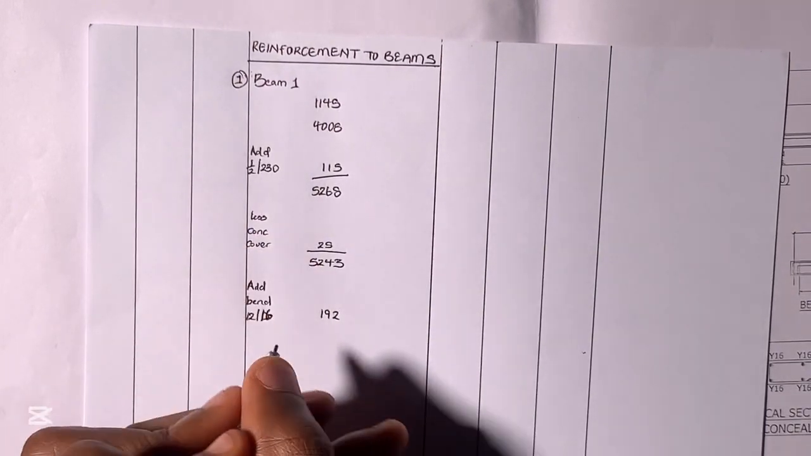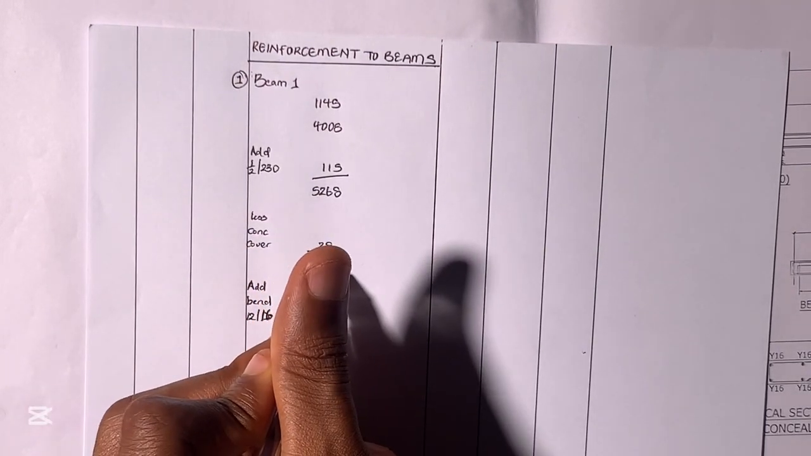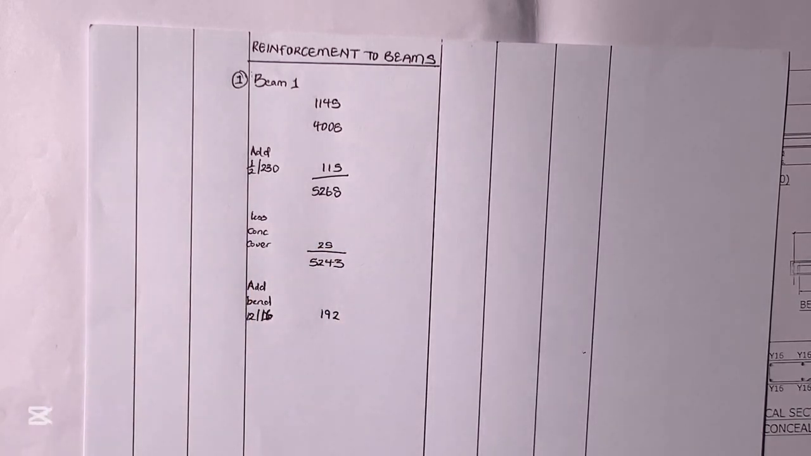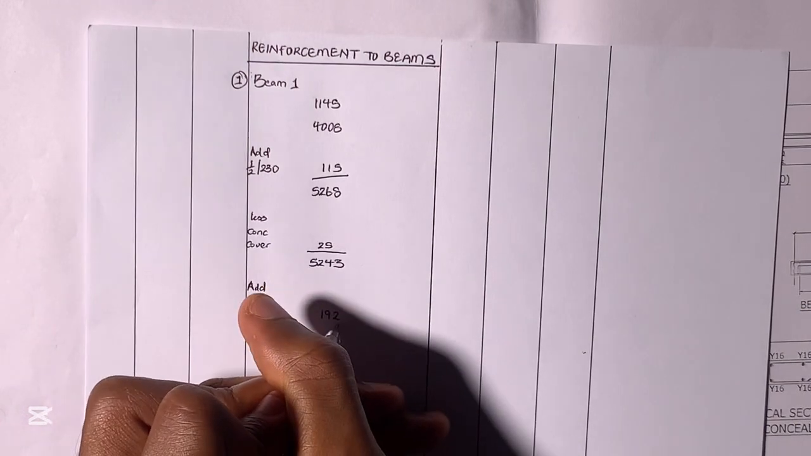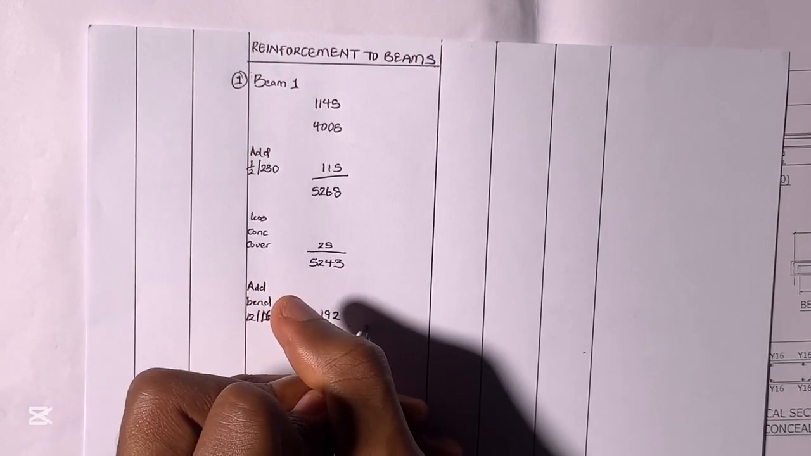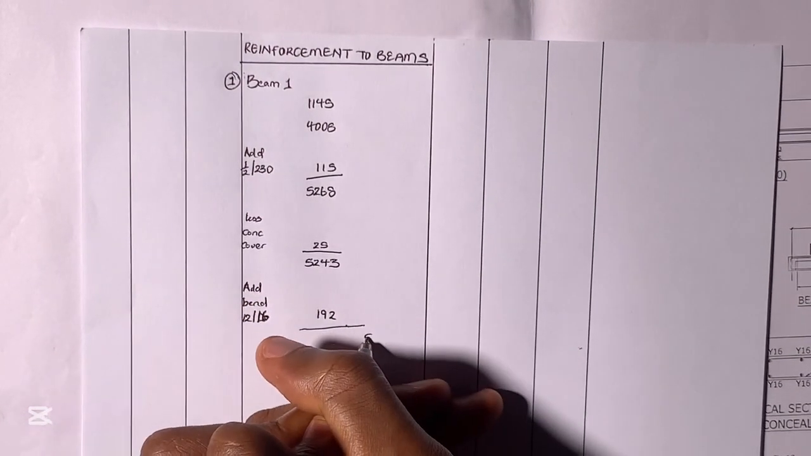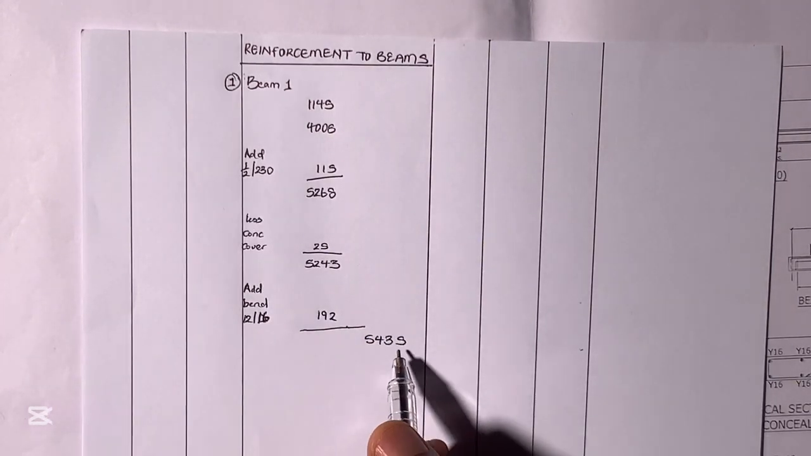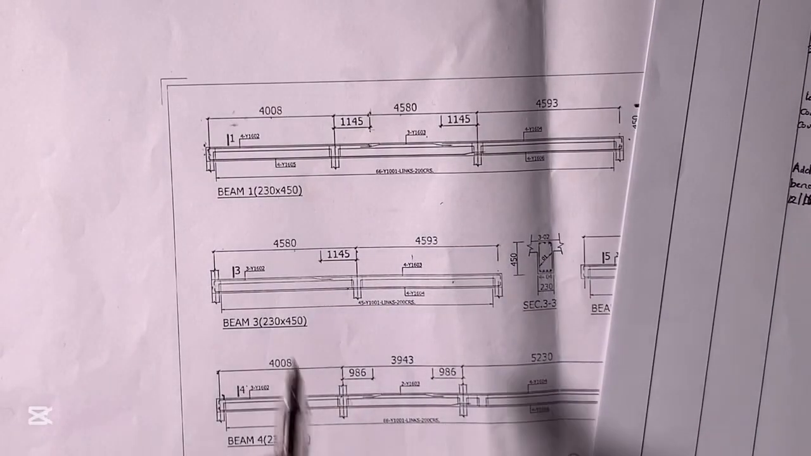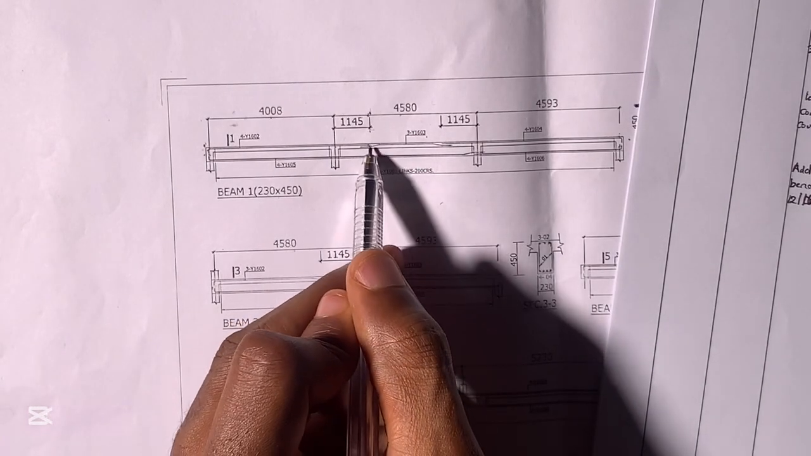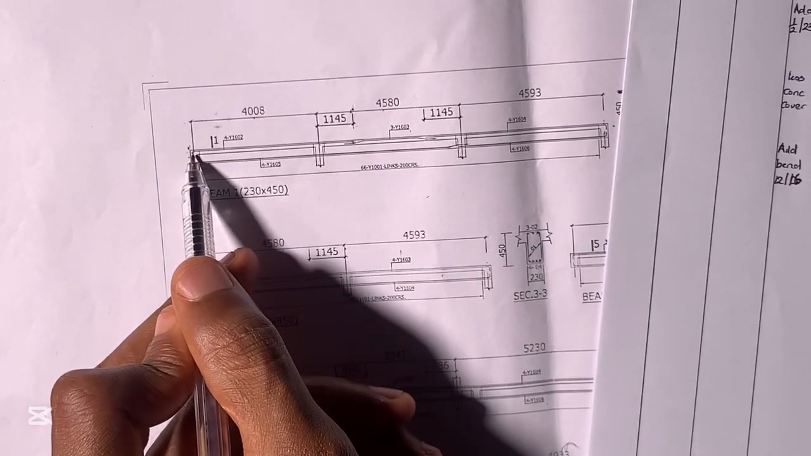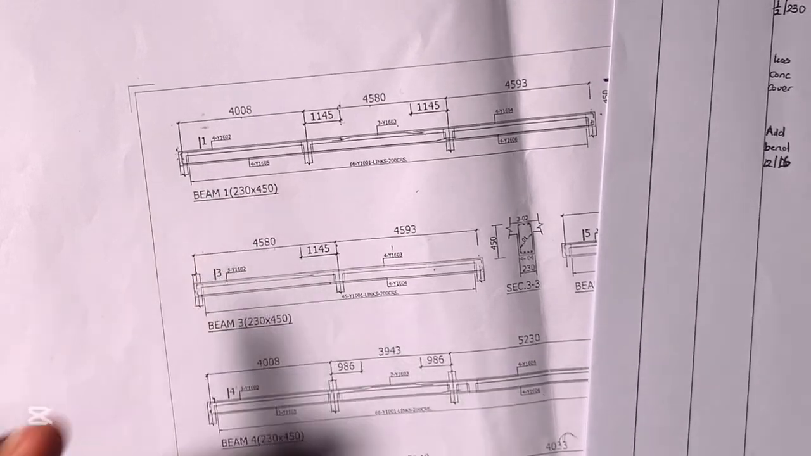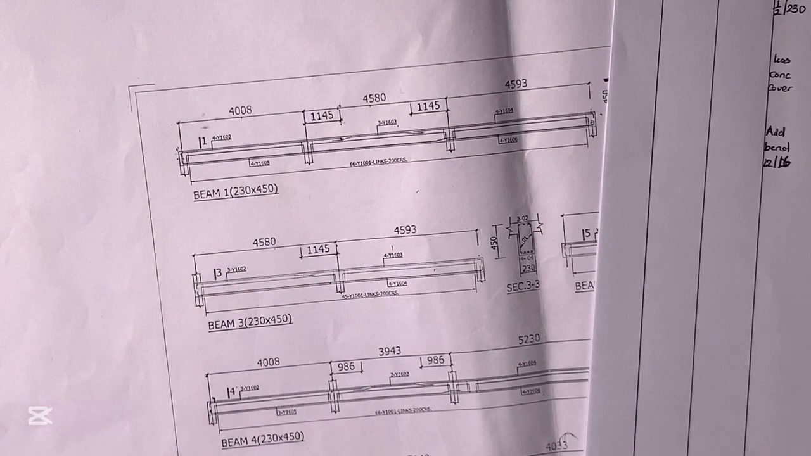So when you add 192 to 5,243, what are you going to be having? You're going to be having a total of 5,435. So 5,435 is the length of this reinforcement from this point down to this point, including the bend. I don't know if that makes sense.